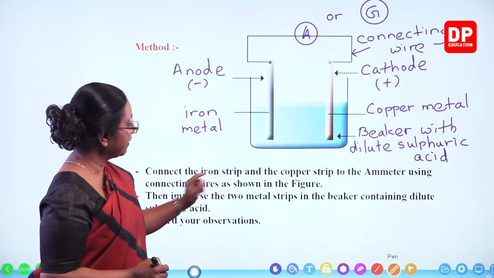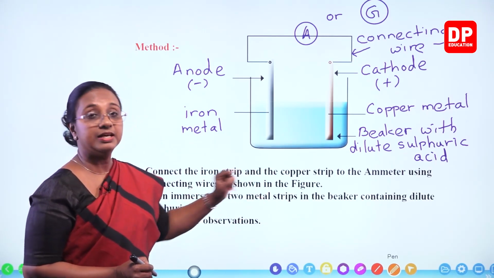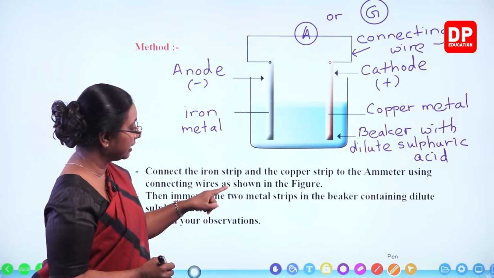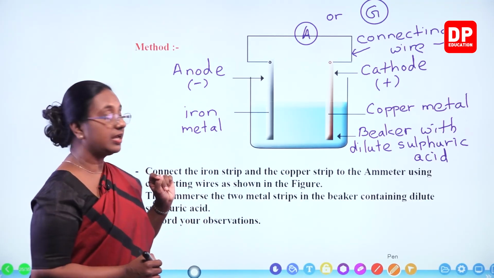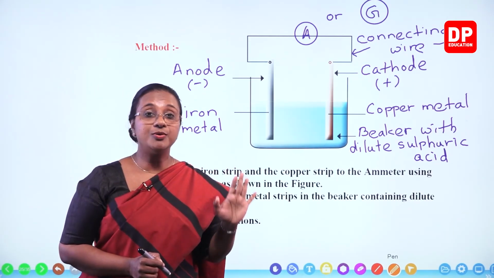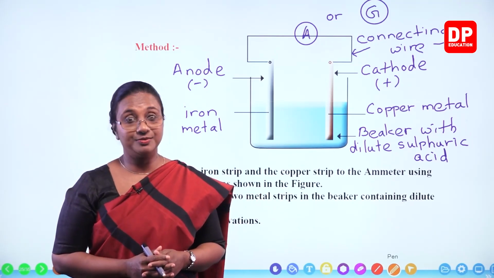Connect the iron strip and the copper strip to the ammeter using connecting wires as shown in the figure. Then immerse the two metal strips in the beaker containing dilute sulfuric acid. Record your observation. So you all know what to do. Let's go to the lab and do this activity now.